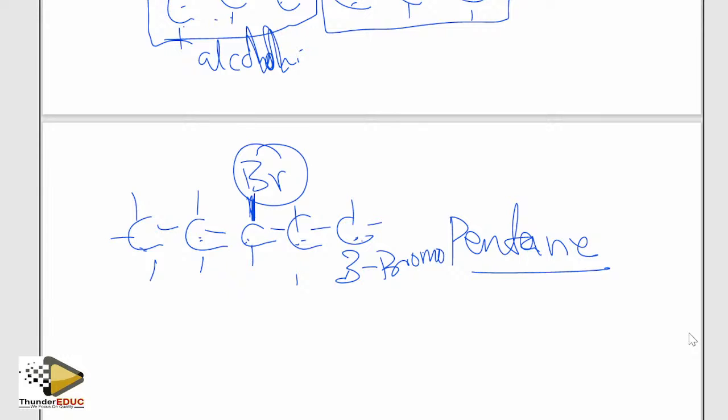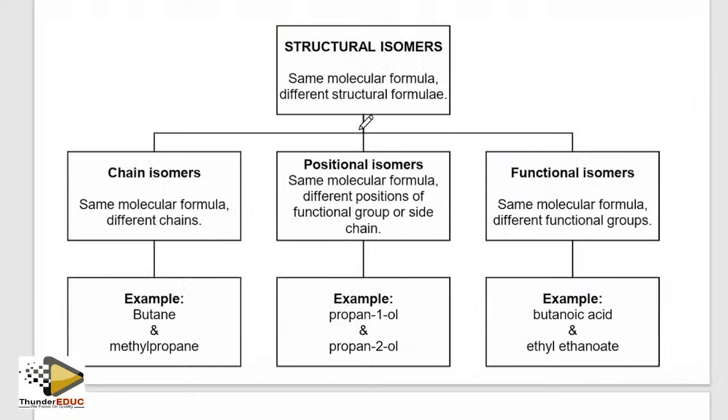Let's go to some of the questions and see what they have to say when it comes to this. All right, these are simple.